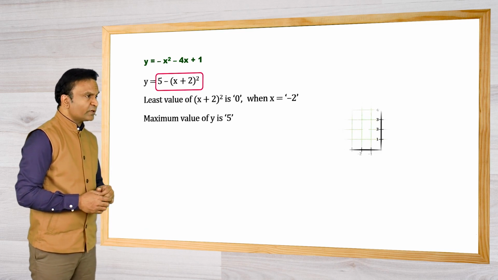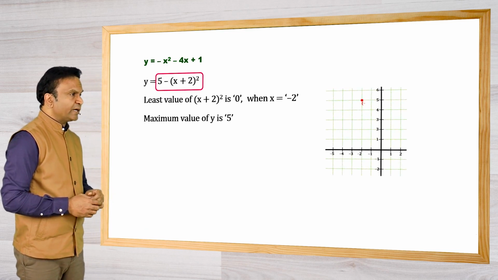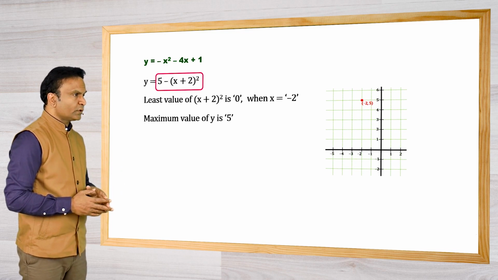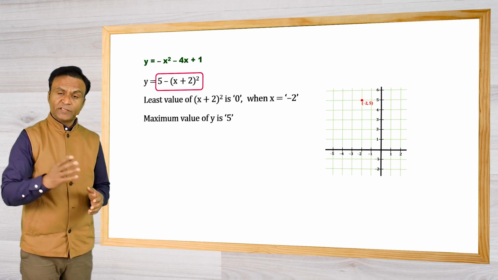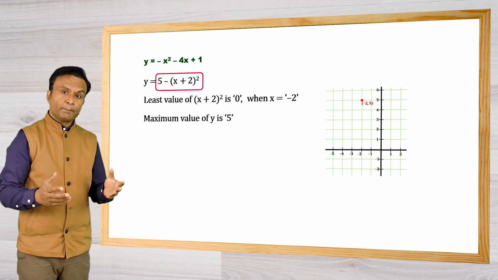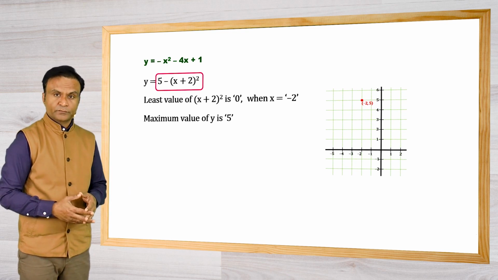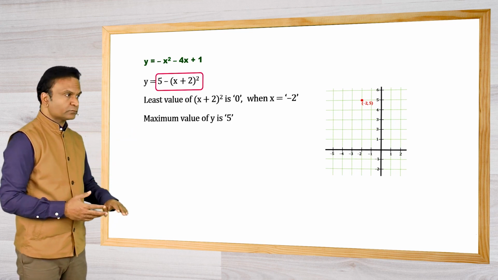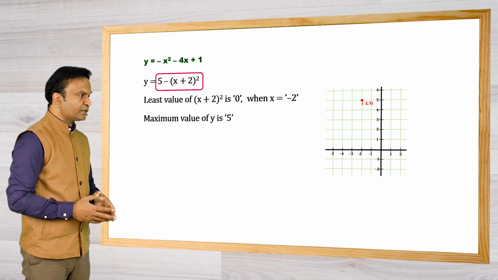So we have y = 5 when x = −2. So on the graph of the function we have the point (−2, 5). This point is the highest point on the graph because y = 5 is the maximum value of y. So from this point the graph moves downward. So we have a graph like this.